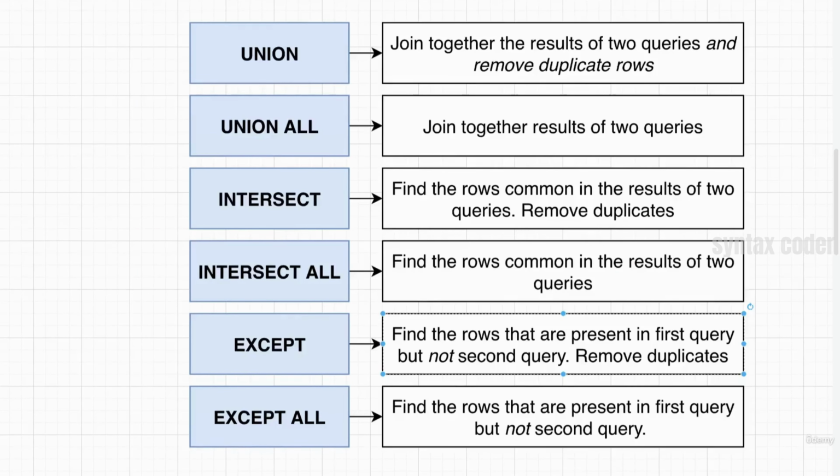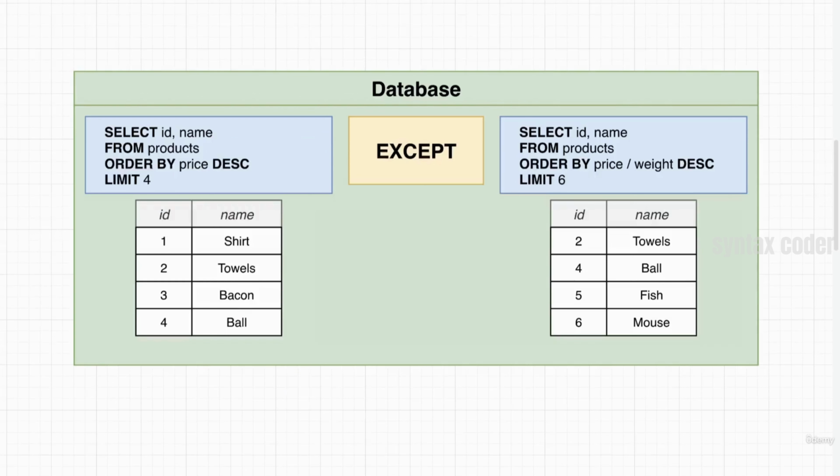In this video, we're going to take a look at our last set keyword. This last one is called except. And the goal of except is to take two different queries, and it's going to give us only the rows that are present in the first query, but not the second. Now, this one has a little trick or two to it, so let's take a look at a quick diagram and really understand what except is going to do.